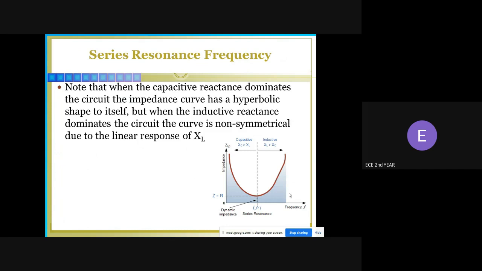So here we can see this dynamic impedance, that is the impedance Z versus frequency. It is an intersection curve, so it is Z equal to R. This is the impedance. At the resonance condition, both get cancelled, so the circuit has only the minimum resistance value, that is Z equal to R. So we can tell that below the resonance frequency, a series circuit will act as a capacitor. Above the resonance frequency, the series circuit will behave as inductive in nature.